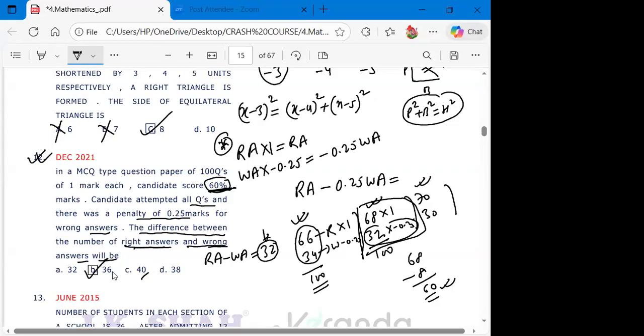because we have seen, a difference of 36 is only possible when this is a possibility. 68 minus 32 is how much? That difference of 36 is only possible when 68 is correct and 32 is wrong. Then the difference is what? 32. Clear?